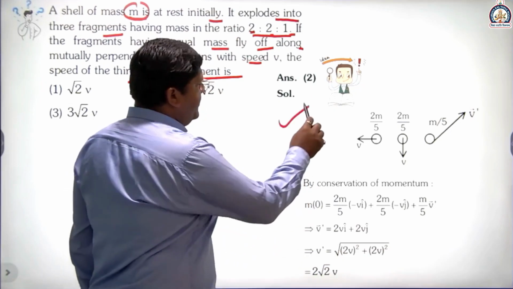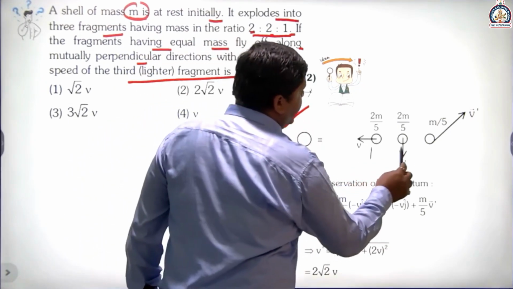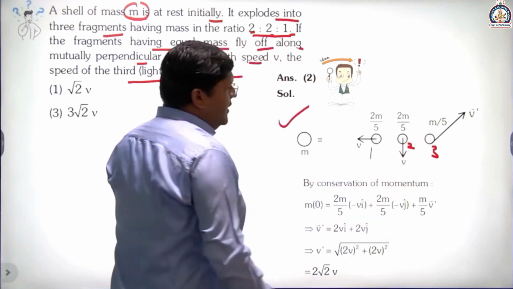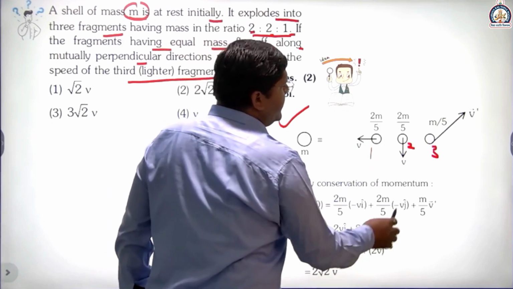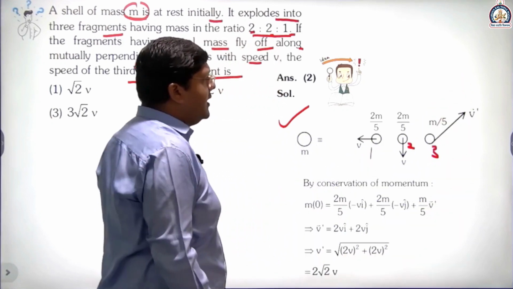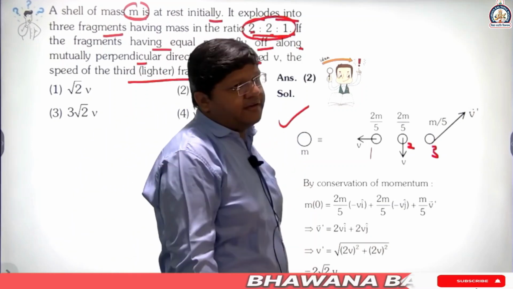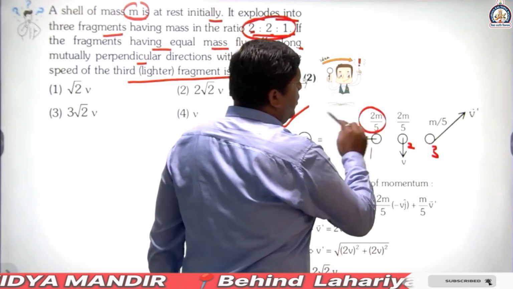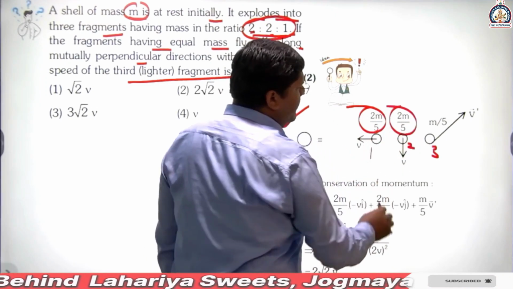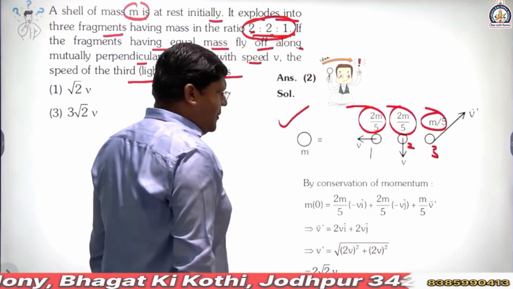Initially we are provided with a shell of mass capital M. It explodes into 3 pieces, 1, 2 and 3. You can see the first and the second pieces are mutually perpendicular to each other, and the third one is this. The ratio is given as 2 is to 2 is to 1. If the ratio is given, we can simply calculate the masses. The mass of the first will be 2m upon 5, the mass of the second will be 2m upon 5, and the mass of the third is m upon 5.